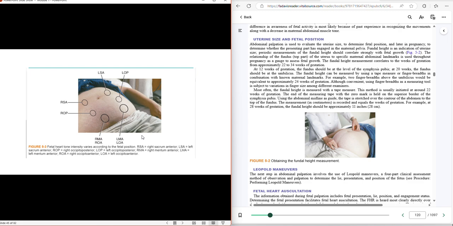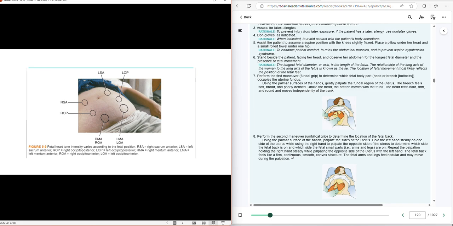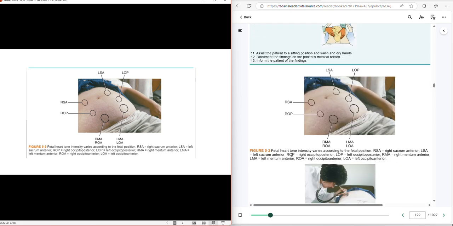On page 122, it's showing you the different heart tone positions. Okay, so let's go here. Same picture. This is just showing, and it's based on the position of the baby, the fetus. Okay, so RSA is right sacrum anterior, and you'll see the different meanings of those. Okay. Sacrum we know is what? The buttocks area.